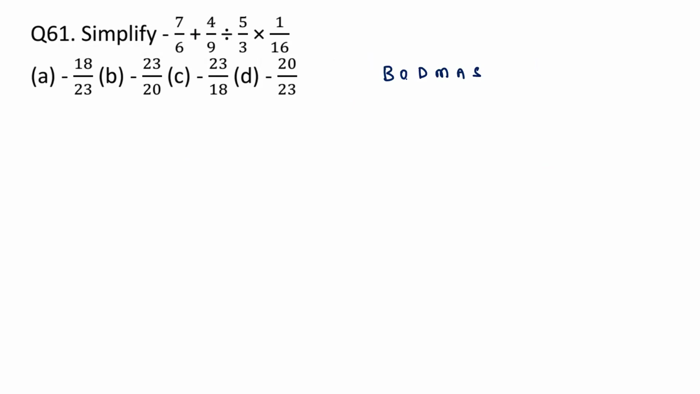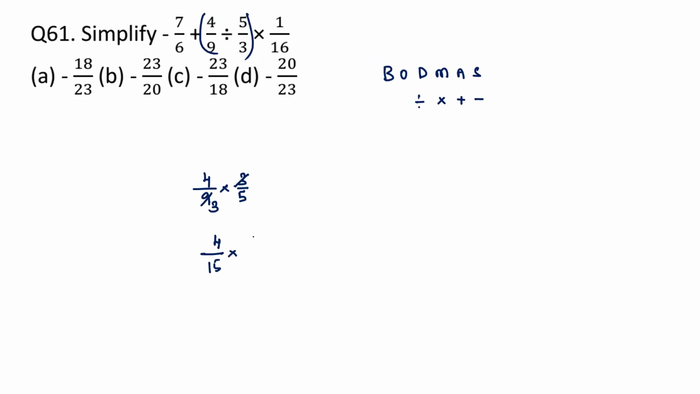Here, off and brackets is not there. So this is division, then after multiplication, then addition, then subtraction. First priority you give it to division. So that is 4 by 9, 3 by 5 it becomes. 3 ones are 3s. Therefore 4 by 15.